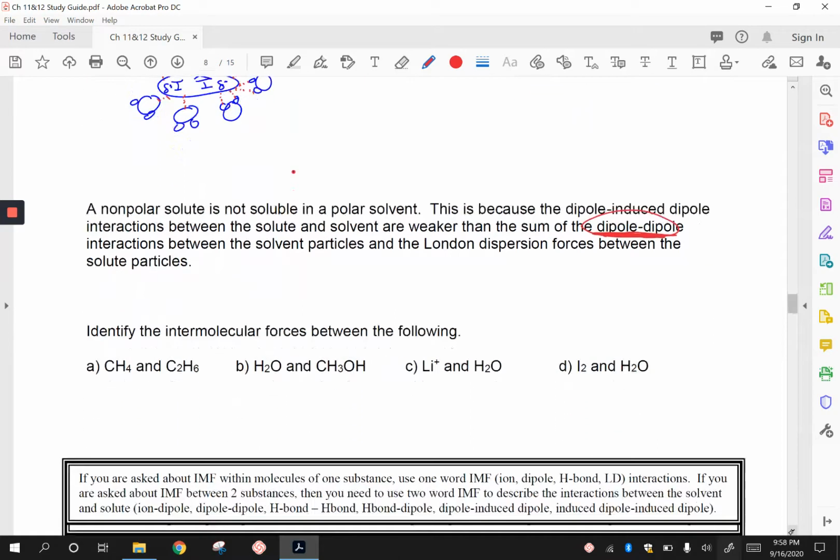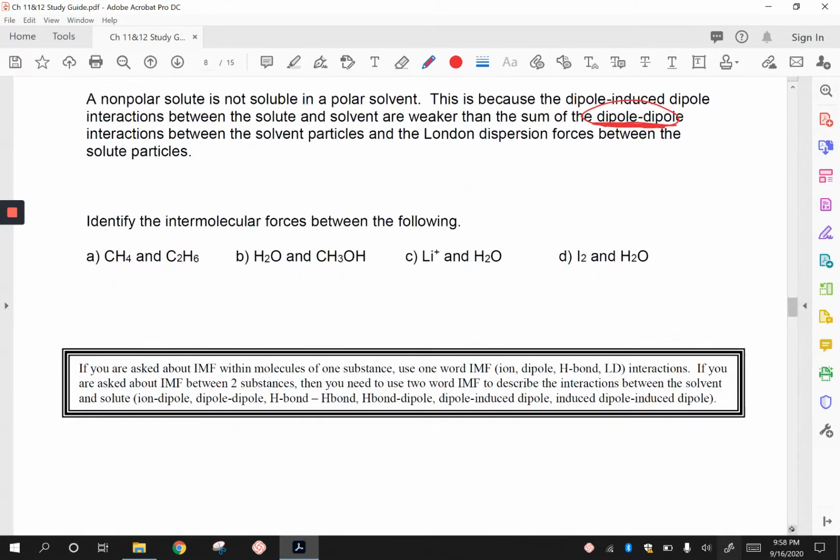All right. So, key thing here. It might get confusing, all this stuff. Basically, if you are asked for the intermolecular forces within one substance, you use one word, IMF. So if I'm asking you about NaCl particles and the attractions between them, you'd say ionic interactions. If I'm asking you about HCl just by itself, so the attractions between one HCl molecule and another HCl molecule, you'd say dipole, and so on. So you use one-word descriptions if you are talking about the molecules of just one substance.